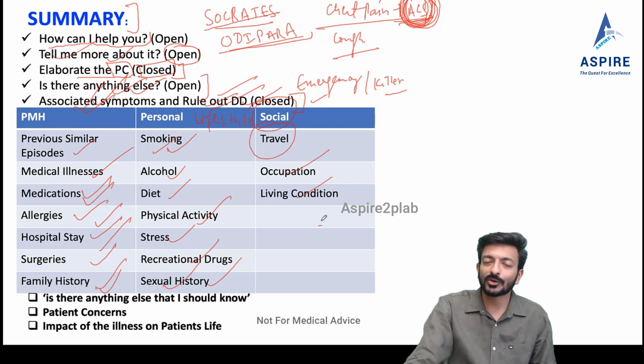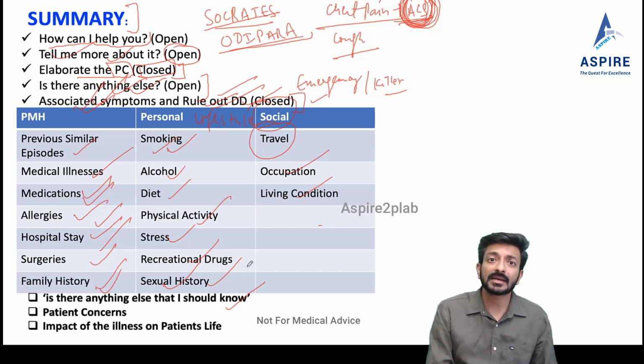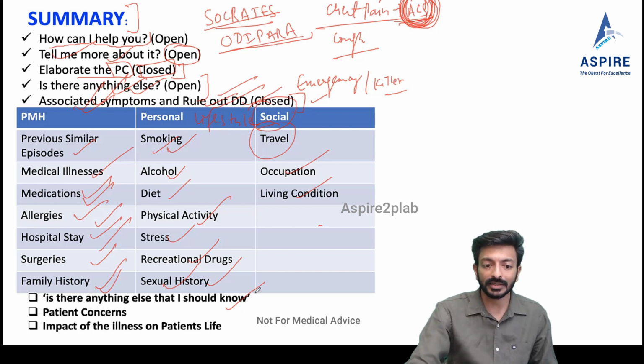And once you're done with your whole history, there's one more thing you can do. Is there anything else that I should know? That's very important. Is there anything else that I should be knowing? If you have got very good rapport with the patient and you are missing something, you will see that your patient will help you a lot. Your patient will help you in getting that finding if you're missing something, right? So that's very, very important.